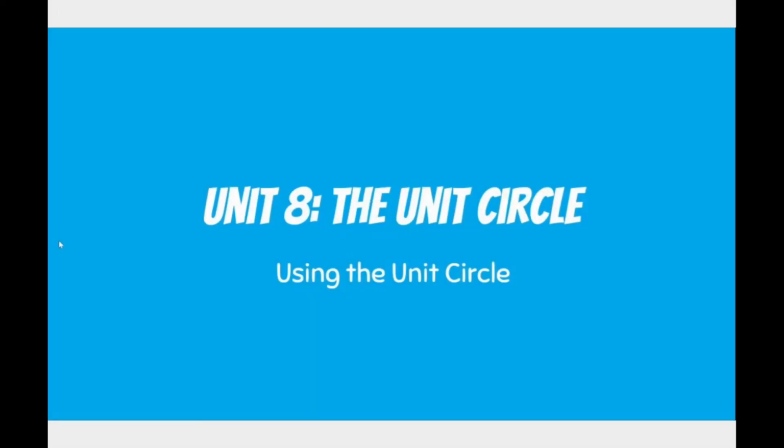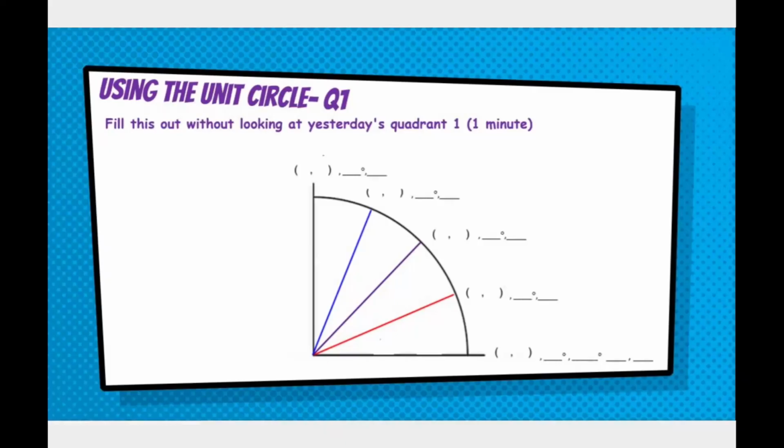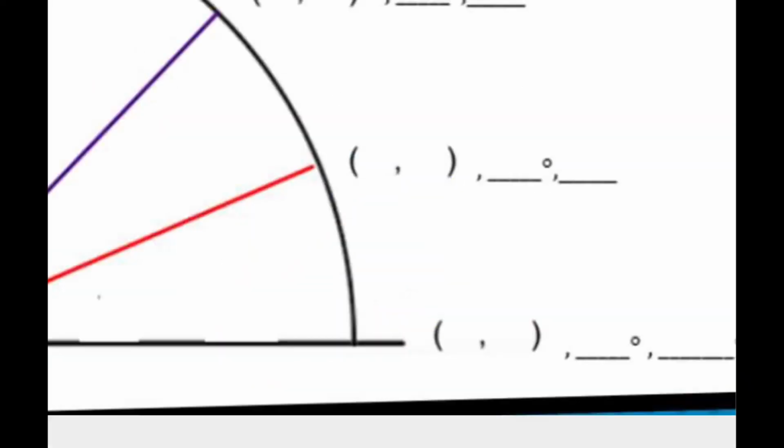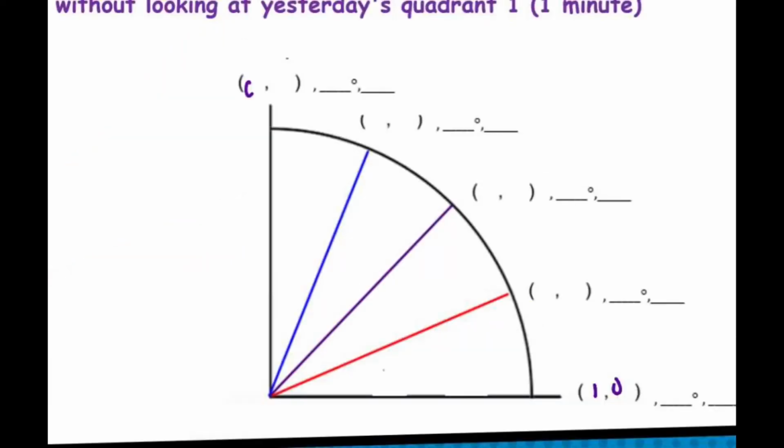All right, so we saw quadrant 1 yesterday of the unit circle. Today we're going to look at how to build the rest of this thing. So real quick, I would encourage you to fill this out. This is kind of the first thing. So remember, we have our parentheses. We should know that that's 1, 0.